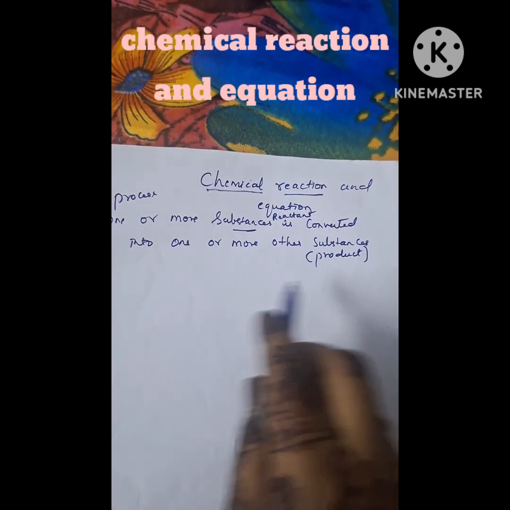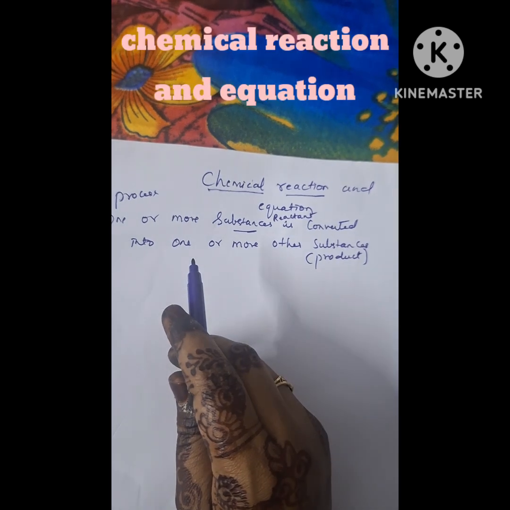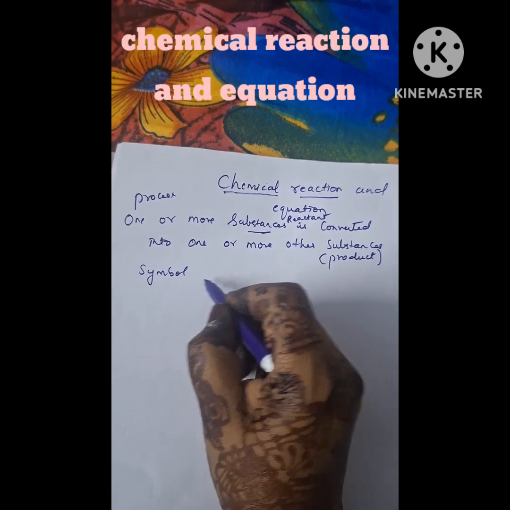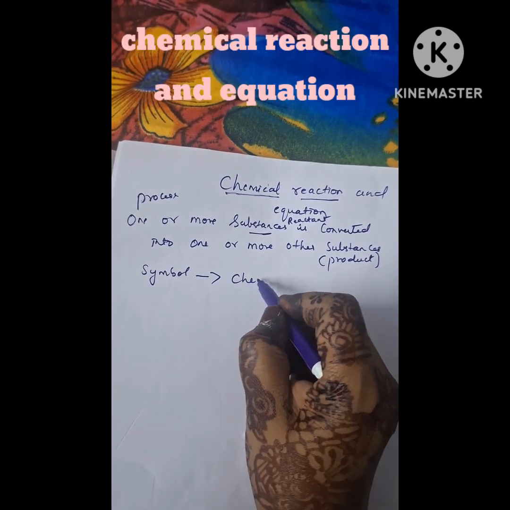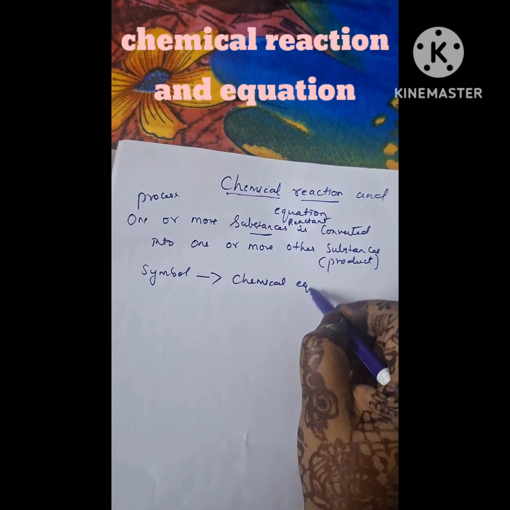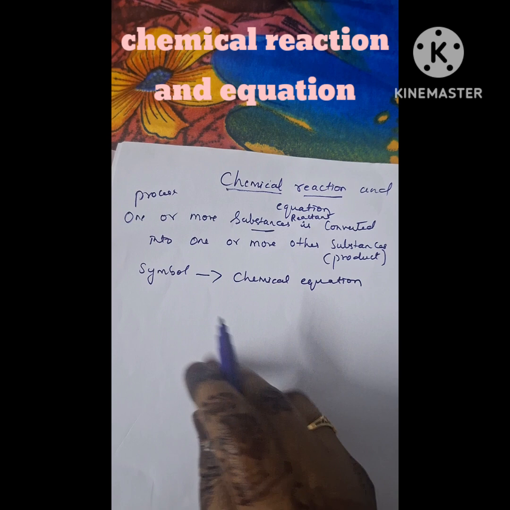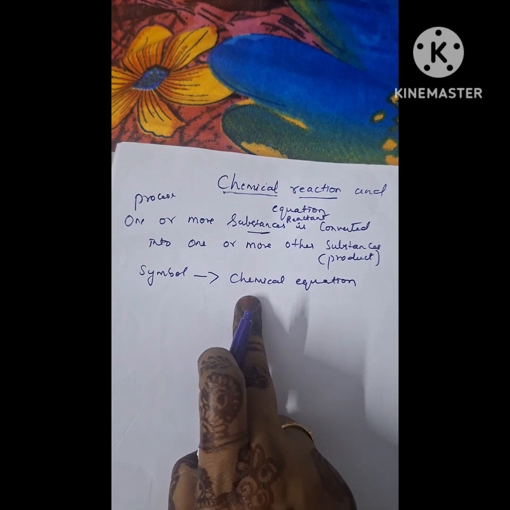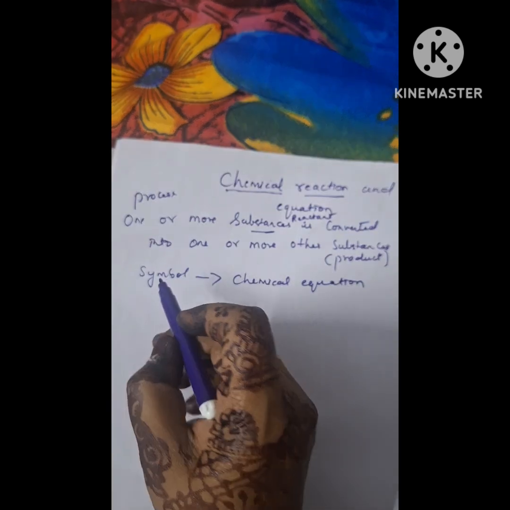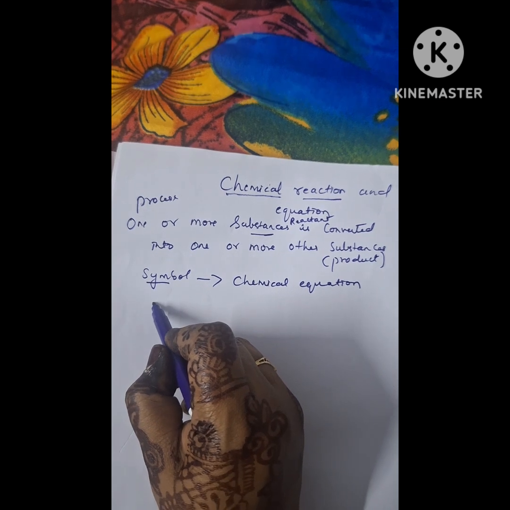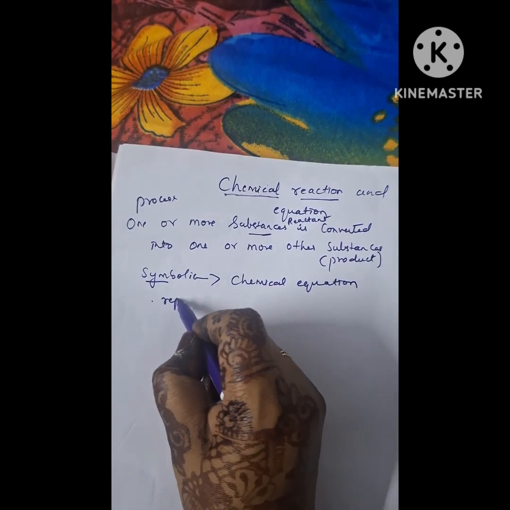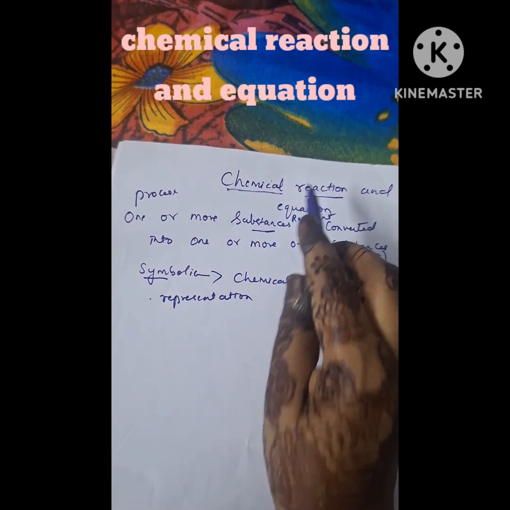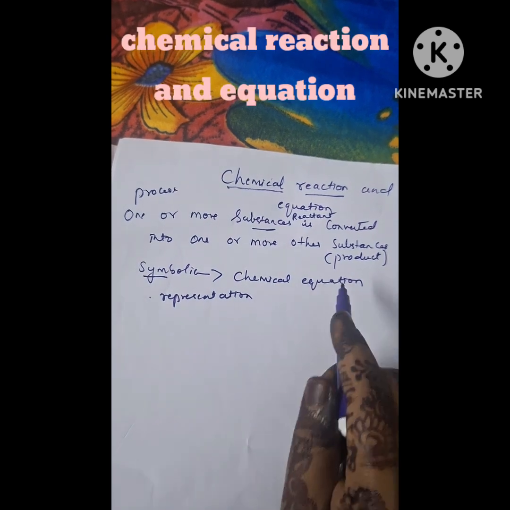Now this chemical reaction, when you present it in the form of a symbol, is called a chemical equation. Means a symbolic representation of any chemical reaction is called a chemical equation.